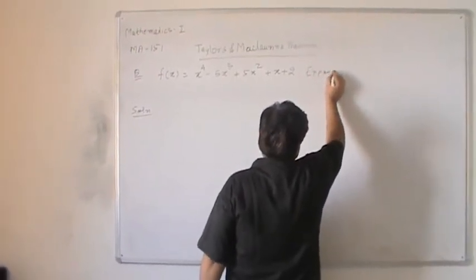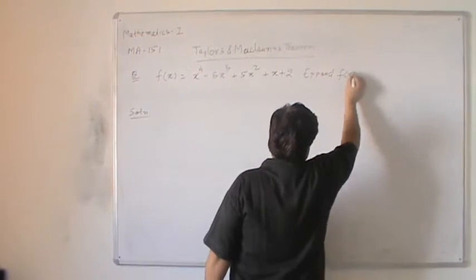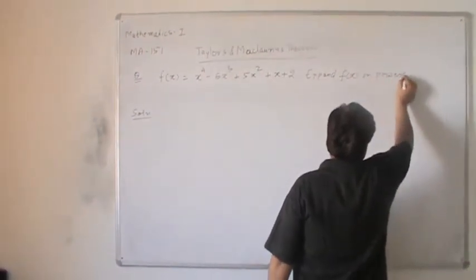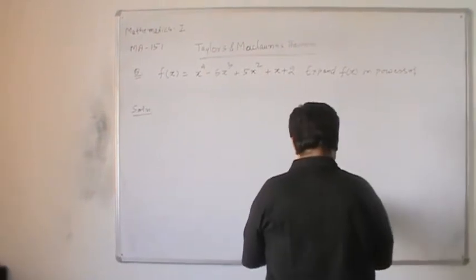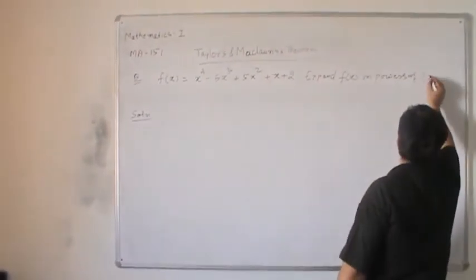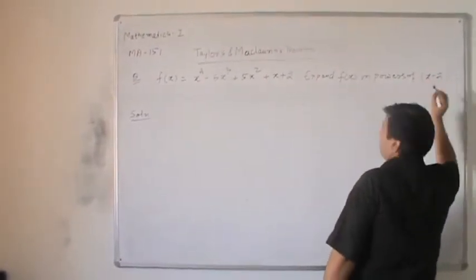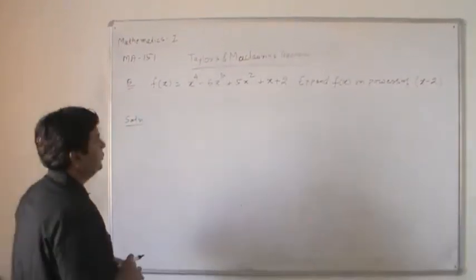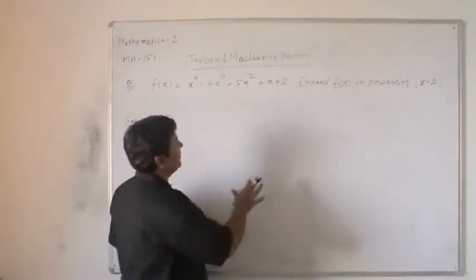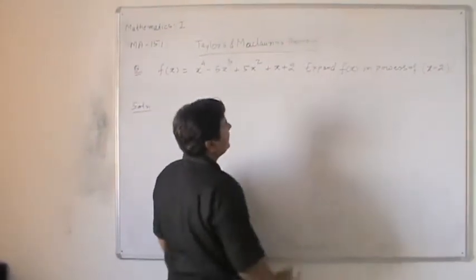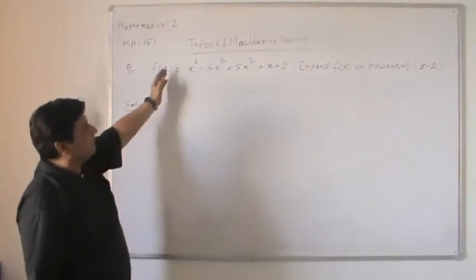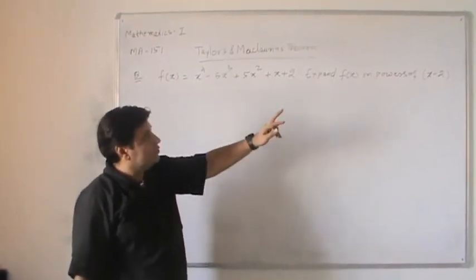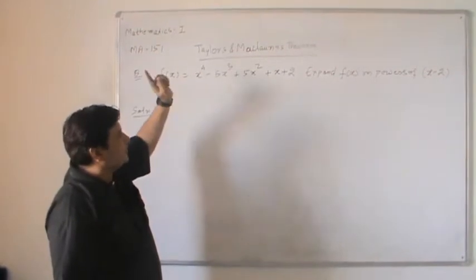Expand f(x) in powers of x minus 2. So you can note down that no name of the theorem is mentioned, but we can understand because we want to expand f(x) in powers of x minus 2. So that is why we need to apply Taylor's theorem.